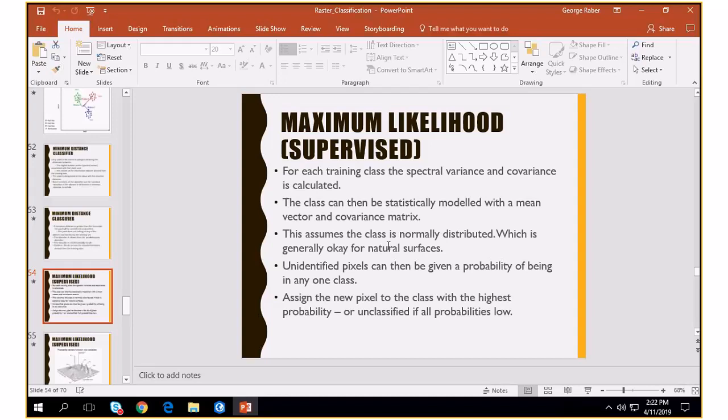So when you define targets in your data set, and we calculate the mean and the variance for each of the classes, because we assume that there's a normal distribution, we can place any particular raster cell in that three-dimensional space and determine the probability that it's in every single class. Rather than determining the distance, we just determine the probability associated with it being in any given class. Okay, so we assign the new pixel to the class with the highest probability.